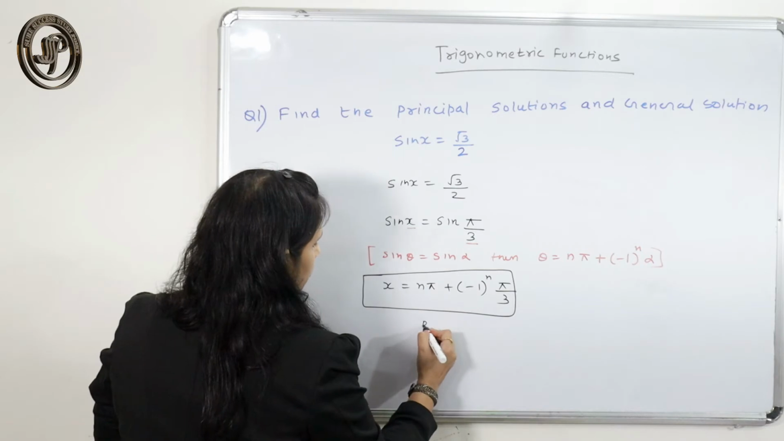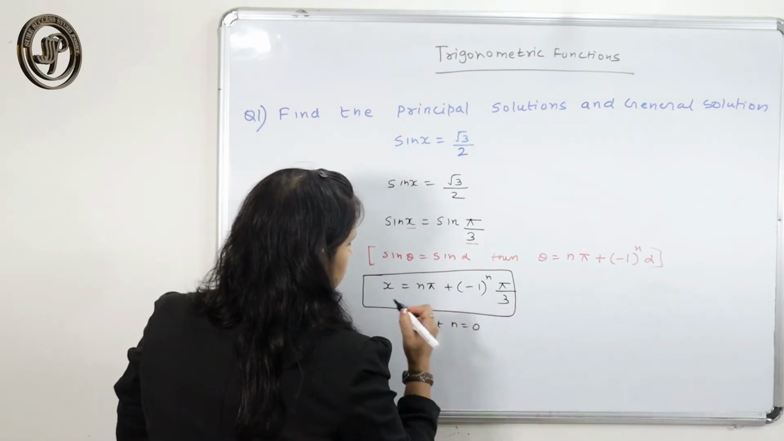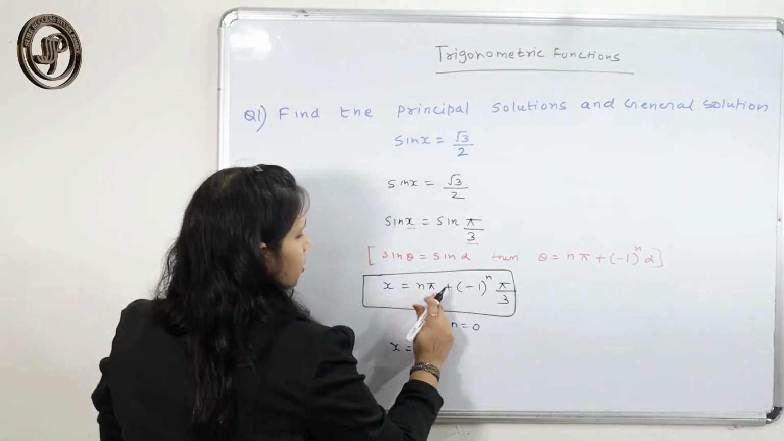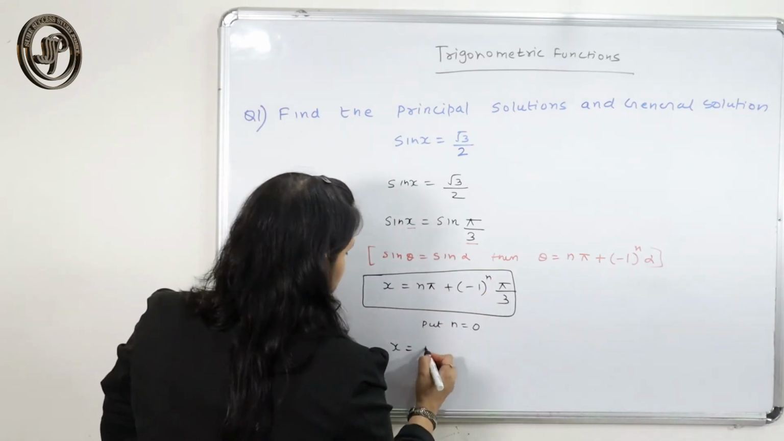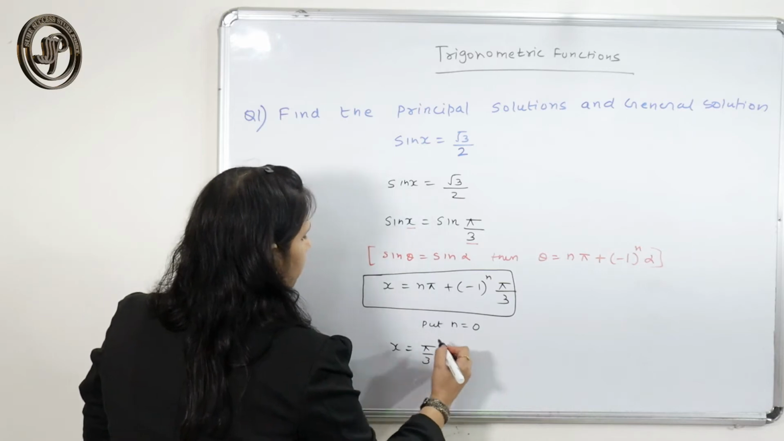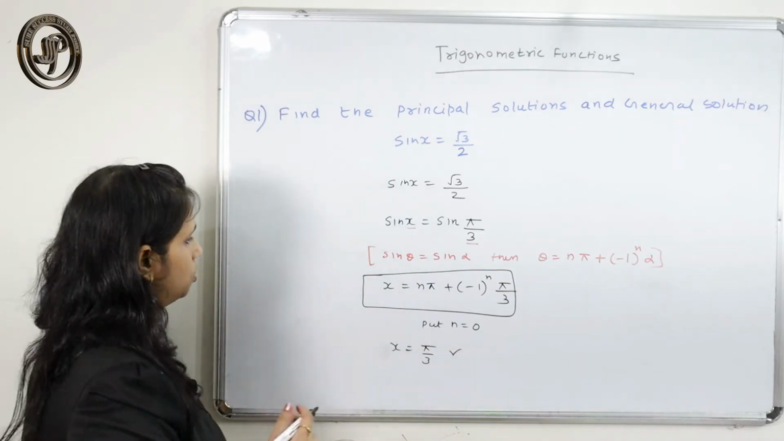So if I put n equals 0, then I get what? This becomes 0, here minus 1 raised to power 0 will be 1, that is only pi by 3. So pi by 3 is the principal solution.